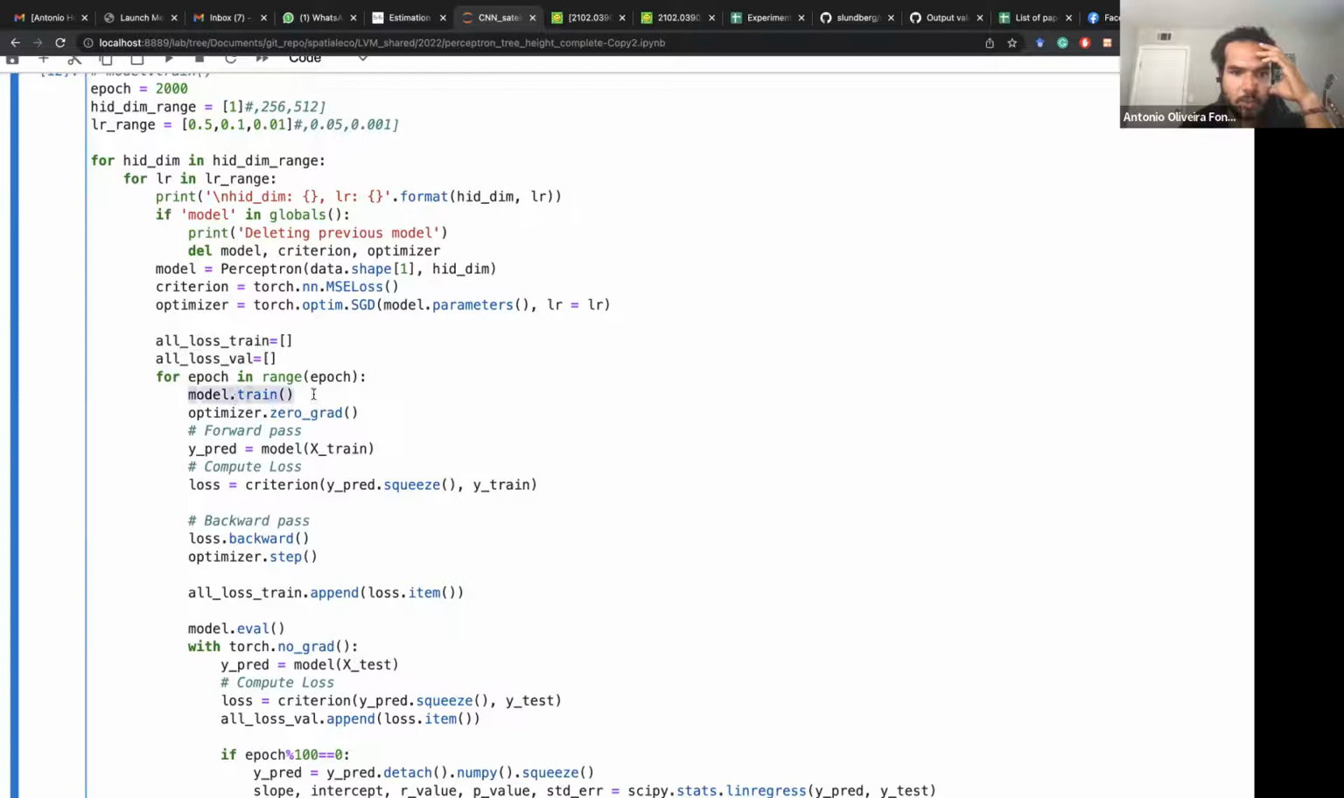Here I set my mode to training mode because I want the gradients to be computed, right? So I need all this extra information. Here I'm not using dropout. Actually, I think I didn't include an example using dropout.